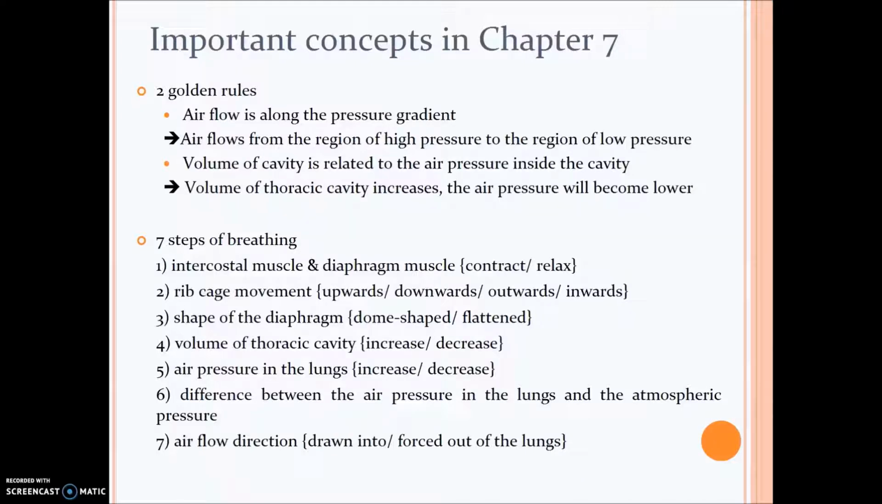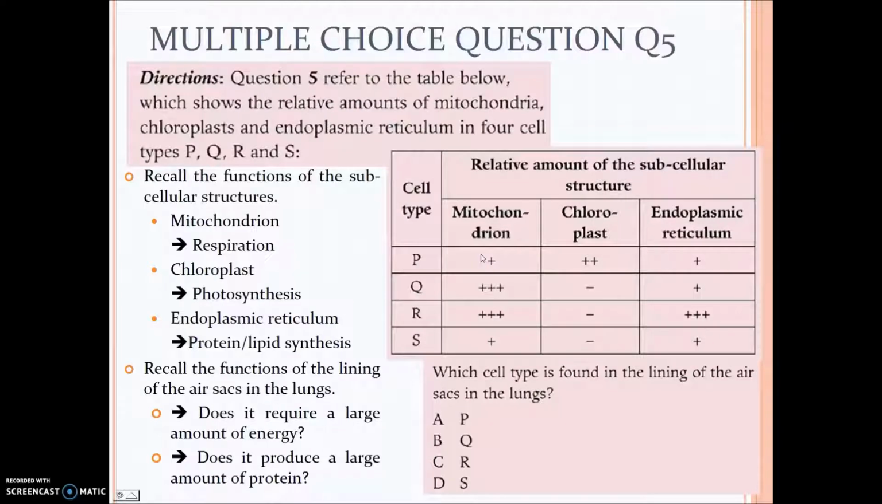I will not spend too much time on that, so you can pause the screen to take a look first, and then we can go into the questions. For the MC questions, question number 5 probably is not about the 2 + 7 concept. It's about the cells in our respiratory system.